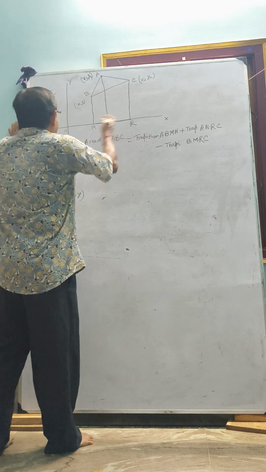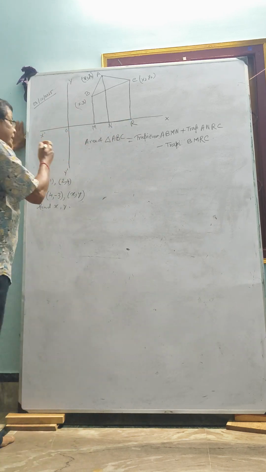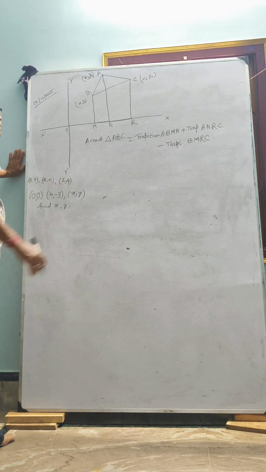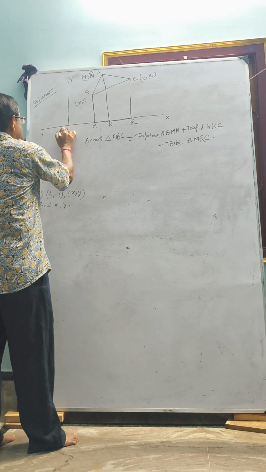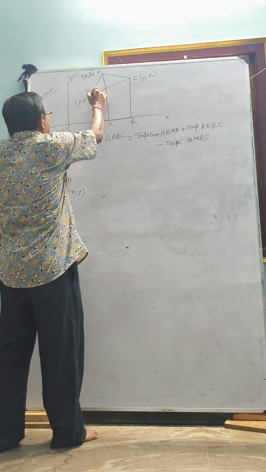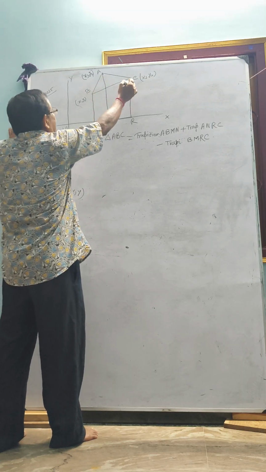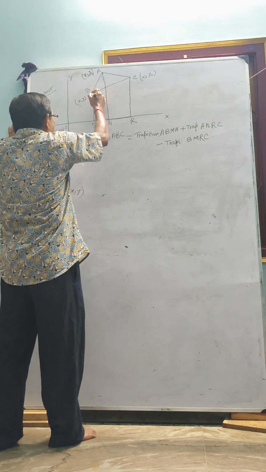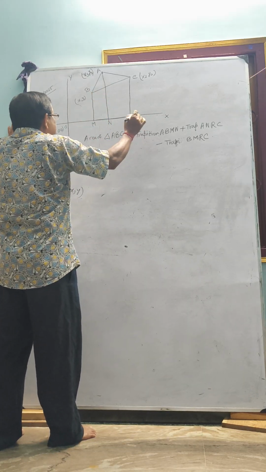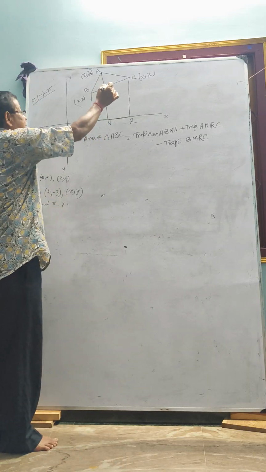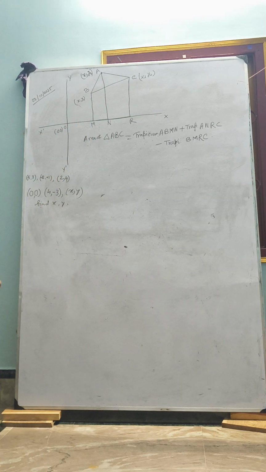Now, XOX' and YOY' are the axes meeting at the point O, and the coordinate of the point O is (0, 0). No problem. Now, we draw from B, A and C three perpendiculars on the x-axis, that is BM, AN, CR respectively.